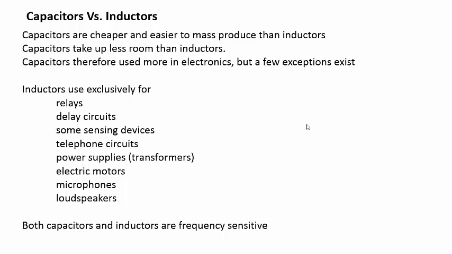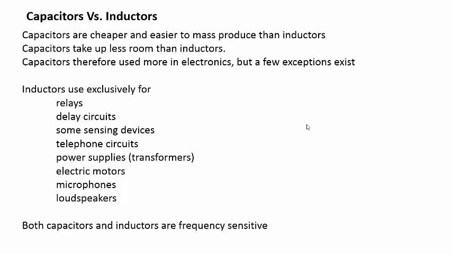Electric motors, microphones, and loudspeakers all use exclusively inductors, whereas capacitors are much more likely to be used in electronics because they are small and cheap to make. But both capacitors and inductors are frequency sensitive. When we start the AC circuits, you'll see how that affects everything.